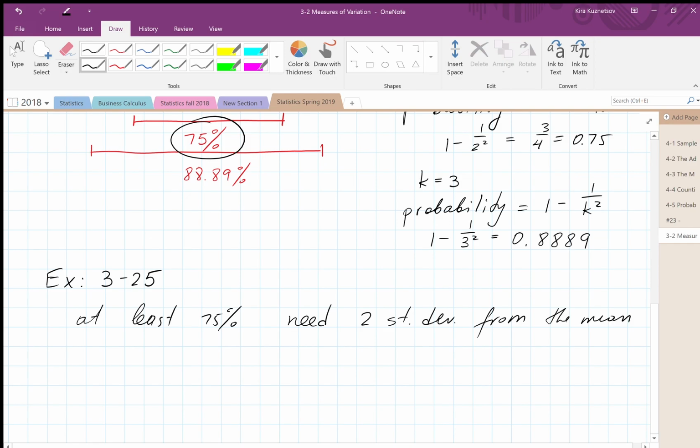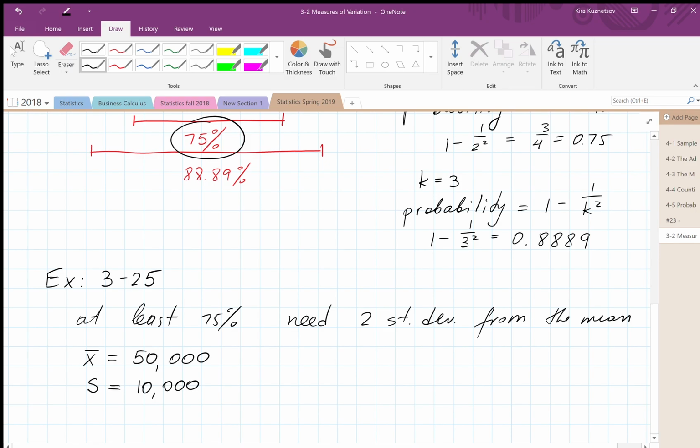So let's read the problem again. The mean price of housing in a certain neighborhood is $50,000. They didn't give me a population; I'm talking about a certain neighborhood, so I'll label it as x bar. They gave it to me at $50,000, and a standard deviation is $10,000. So I'll label this as s, $10,000. Let me make it look more like an s.